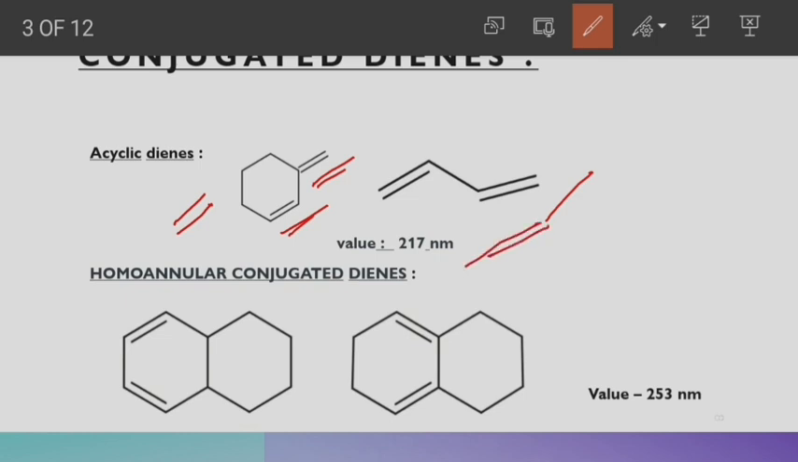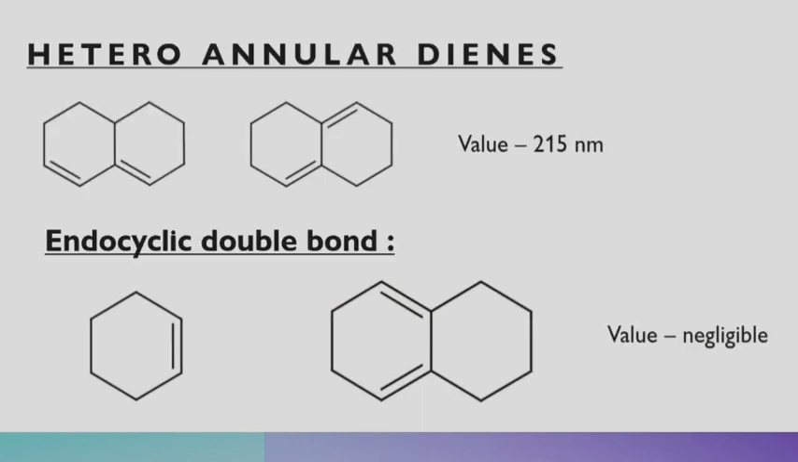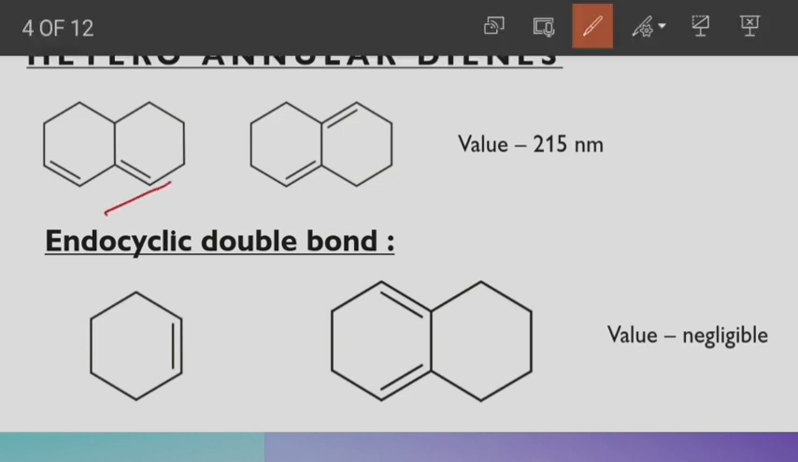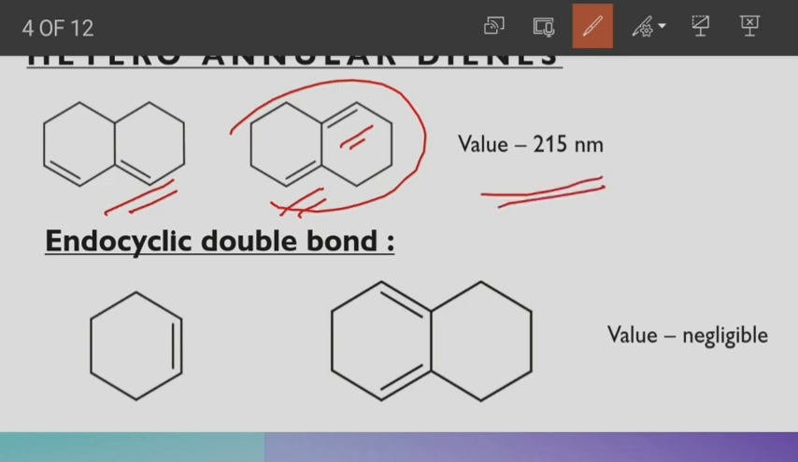For homoannular conjugated cyclic dienes, two conjugated double bonds must be present in the same ring, like this. This is also an example of a homoannular conjugated diene. The base value we put for a homoannular conjugated diene is 253 nanometer. Now in the case of heteroannular cyclic conjugated dienes, the two conjugated double bonds must be present in two different rings, like this. As you can see, the two double bonds are present in two different rings. The base value of a heteroannular conjugated diene is 215 nanometer.